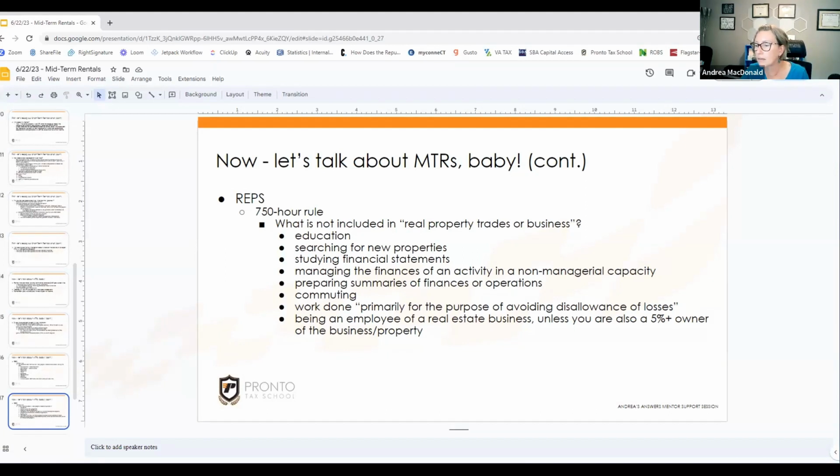We see this a lot. I feel like this came up before with mortgage loan originators. You are a W-2 employee, so it's not considered real estate. So that doesn't count towards your rep status. Any questions about reps before I move on to the next one?